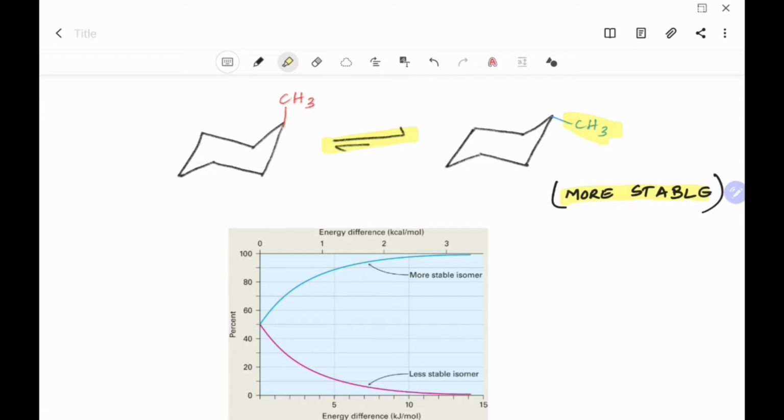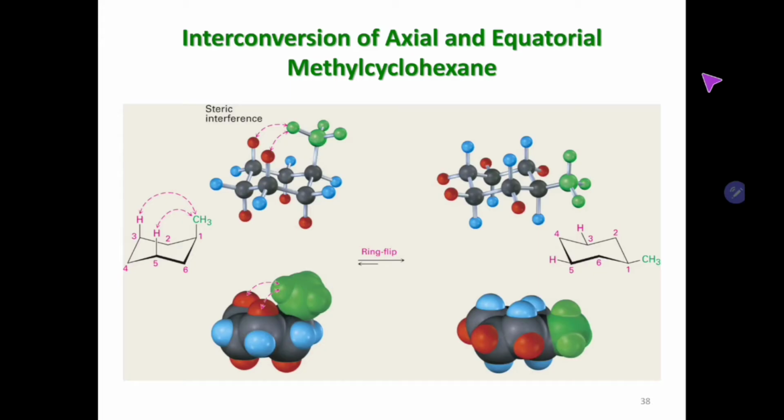And in fact, the other important thing to remember is that this equatorial conformation, when the methyl group is in the equatorial position, is actually 7.6 kilojoules per mole more stable as compared to the axial conformation. So that is why equilibrium will easily shift into the more stable equatorial conformation.